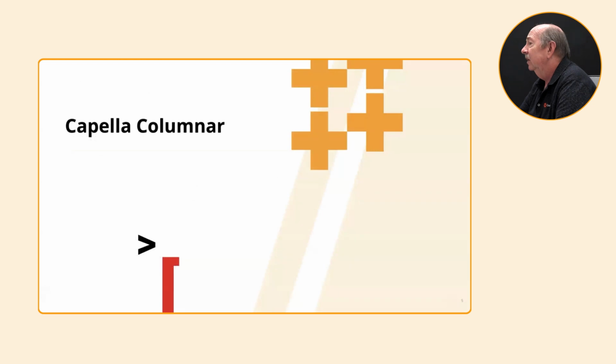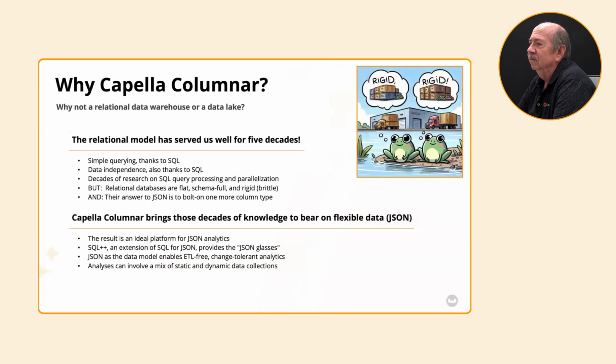So what is Capella Columnar? You can think of it as a JSON operational data warehouse, if you will. One of the questions you might ask, given that description, is, why shouldn't I just use a relational data warehouse or a data lake?